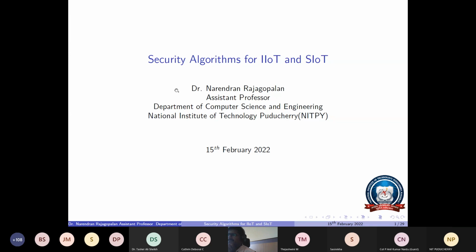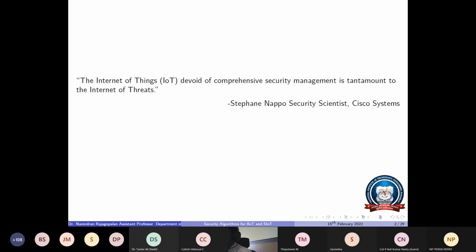This is going to be the fifth session of this FTP. It is based upon the security aspect. With this quote, let us start: where Internet of Things becomes devoid of comprehensive security management.